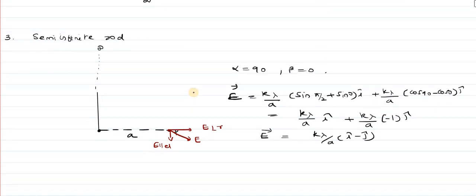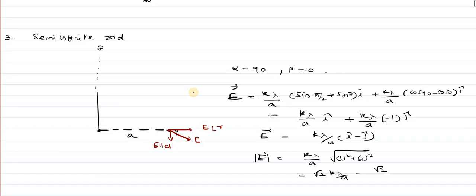If I want the magnitude, what will it be? The magnitude of net electric field is K lambda by A under root 1 square plus minus 1 square, so root 2 K lambda by A. If you further simplify, root 2 by 4 pi epsilon naught A into lambda. 4 you can write as 2 into 2, which you can write as root 2 into root 2, correct? So this will be lambda by 2 root 2 pi epsilon naught A. This formula you need. Is that clear?